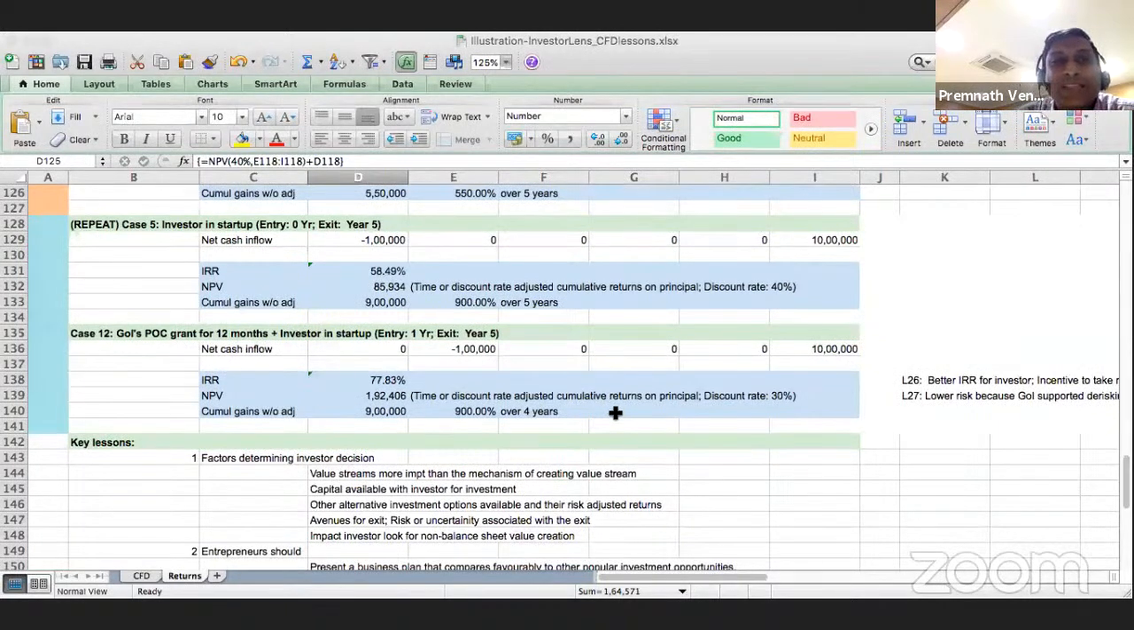Okay, the last segment which I have here is that there's a POC grant plus an investor coming in. Actually, wait, I think I don't have time for this, so I will quit this, and we will go on to the rest of the story.